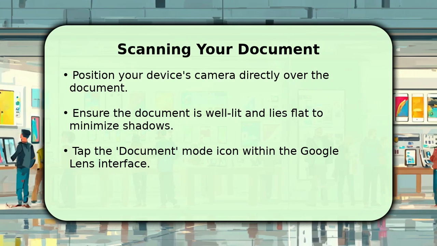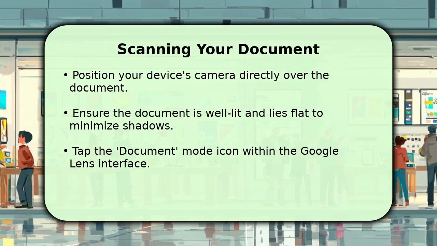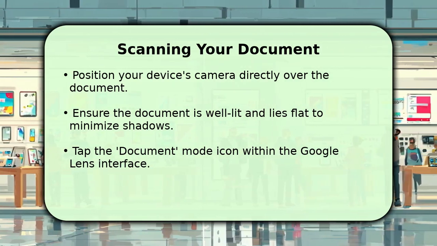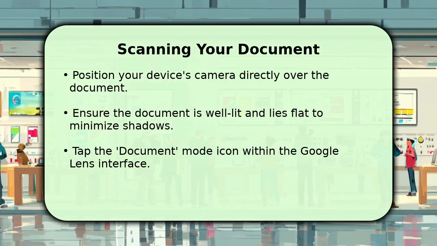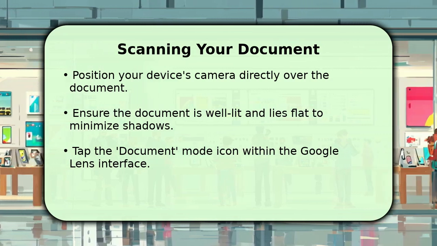Once Google Lens is open, gently position your device's camera directly above the physical document you wish to convert. Aim for even lighting across the entire surface, avoiding any harsh shadows, which could obscure text.